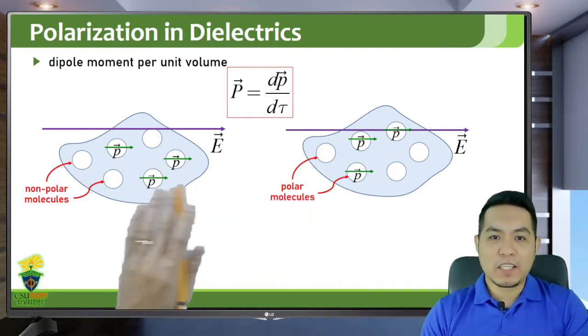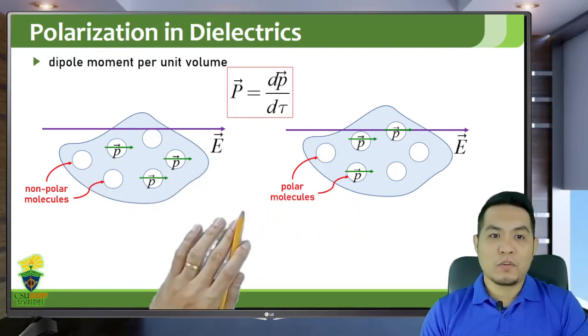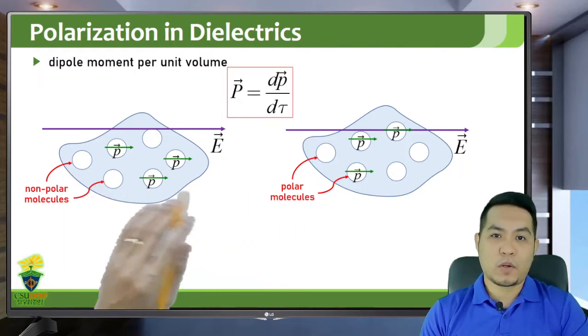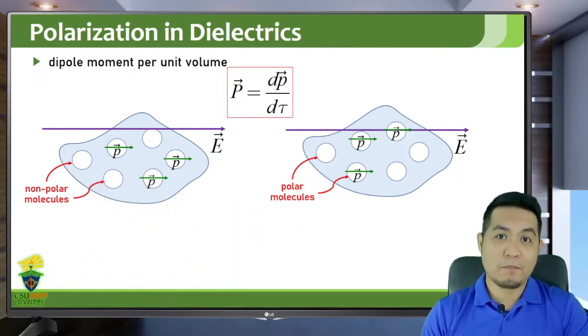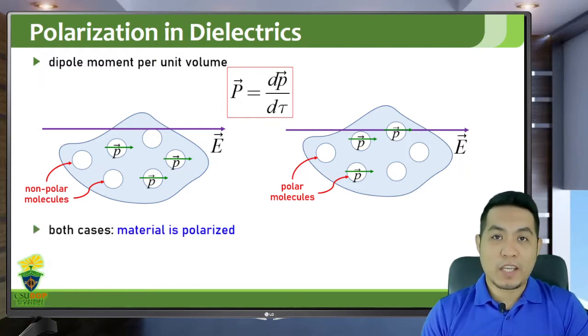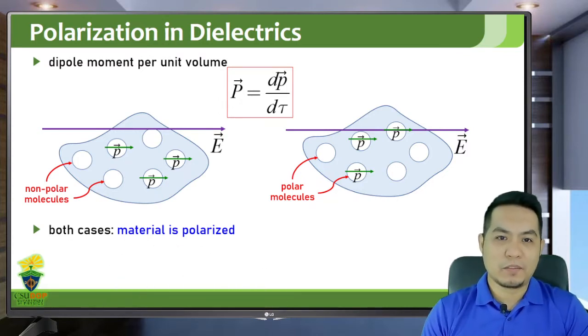As you can see, the final result of a dielectric, whether it's composed of nonpolar or polar molecules, is essentially the same. They have dipole moments which are aligned with the field. In both cases, we say that the material is polarized. So polarization is essentially having dipole moments within the material which are aligned to the net external field.